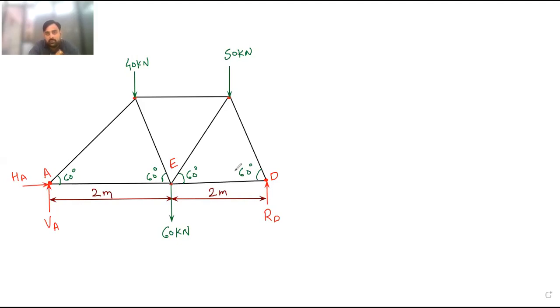Let me know. Free body diagram of joint D completed, sir. Which joint? D. Okay. So we have found out these reactions HA, VA and RD. Let me know the values. What is the value of VA? VA is equal to 72.5 kilonewton. Okay. And it is moving upward.